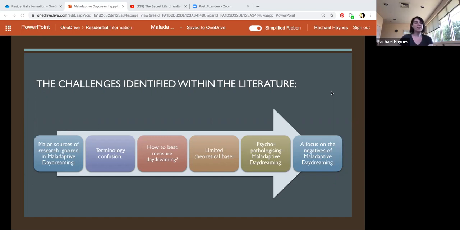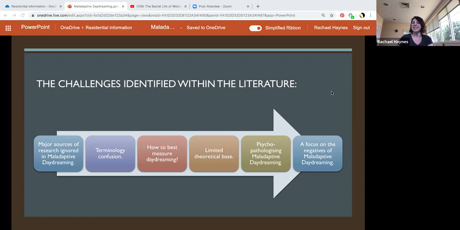So firstly, the first topic that came through the literature search was that some of the major sources of research, particularly Ellie Summers' research, was maybe being ignored by the scientific community. The idea of maladaptive daydreaming was not being picked up by the scientific community at all, was being challenged to some extent by psychologists, psychiatrists, and other researchers as well.